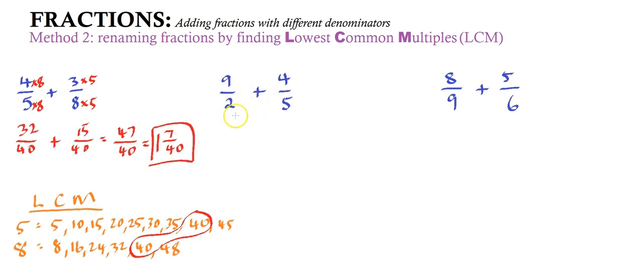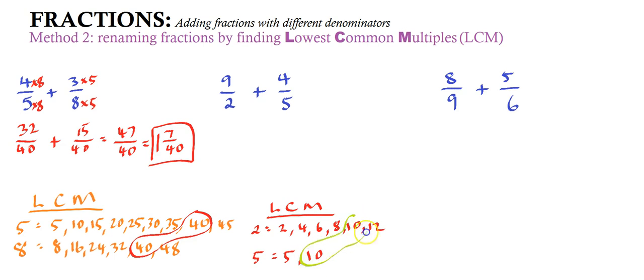Let's do the same with this one over here. We can see this is an improper fraction, 9/2. It doesn't really matter in terms of how we go about solving it. So let's start with our lowest common multiples and make a little list. We'll start with the 2s: 2, 4, 6, 8, 10, 12. Let's go with the 5s: 5, 10, and there we go. We've already got a common multiple, and it's 10.